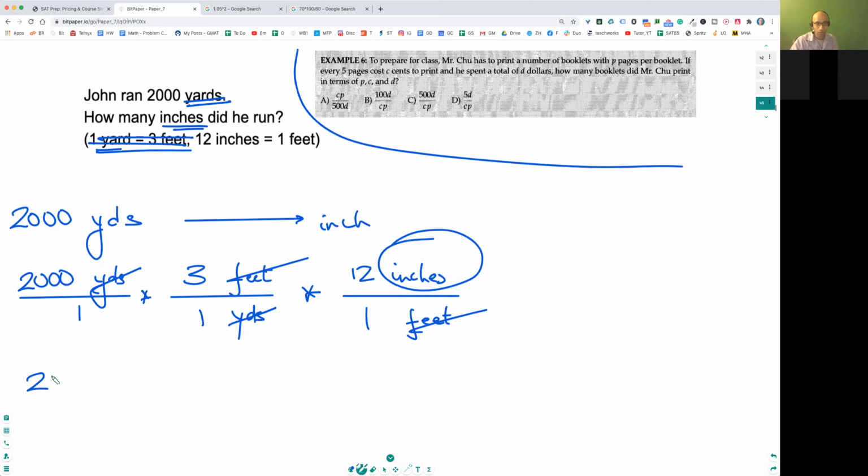So now let's try to think about this. 2,000 over 1 times 3 over 1 times 12 over 1. Well done. Yes. So now this one is going to be 3 times 12. So you can use this. You can do the calculation. Is going to be 72,000. So very good. So many of you have been able to solve this.